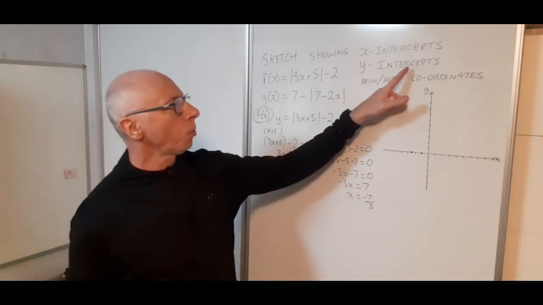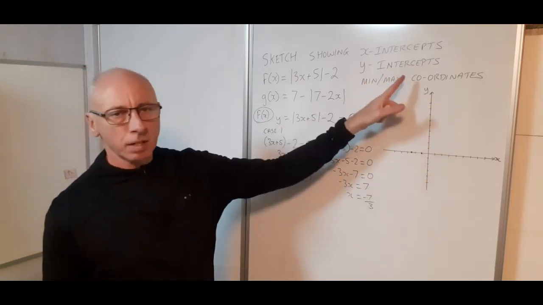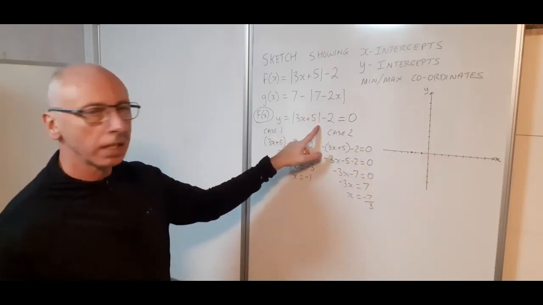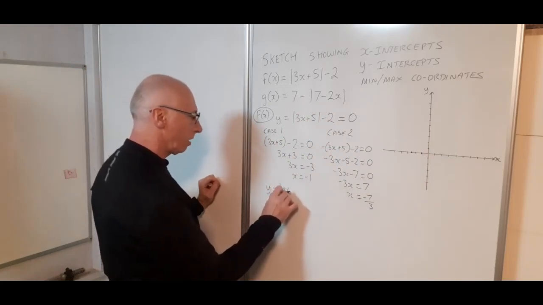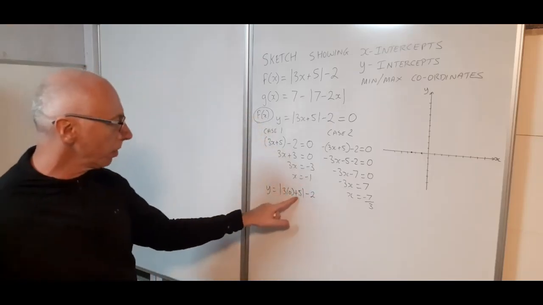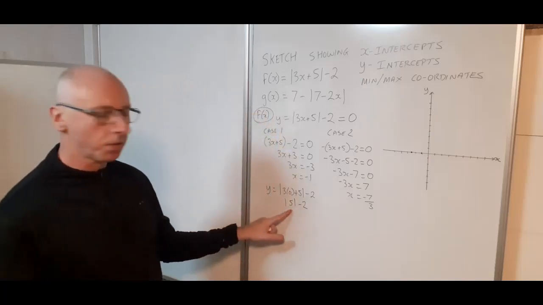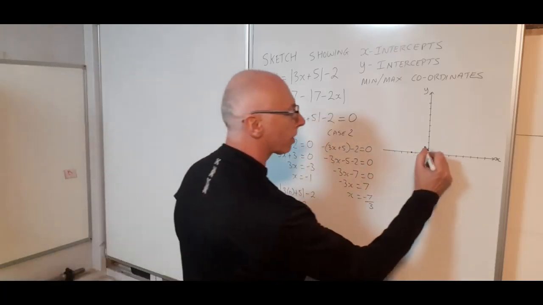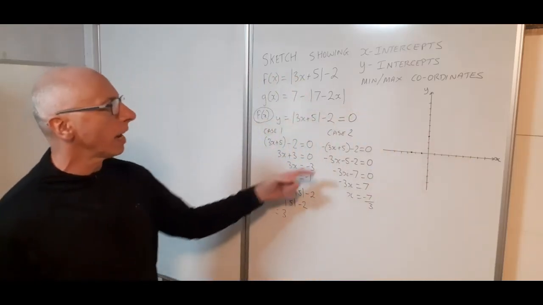Okay, now let's look for the y-intercept, so where it intercepts here. Now for f(x), when it intercepts the y-axis, notice x is 0. So we're plugging 0 into here. Then we've got y = |3 times 0 + 5| - 2. 3 times 0 obviously 0, so then we've got 5 inside the modulus, and then subtract 2, which then gives me 3. Okay, so y is 3 when it intercepts the y-axis. 1, 2, 3.